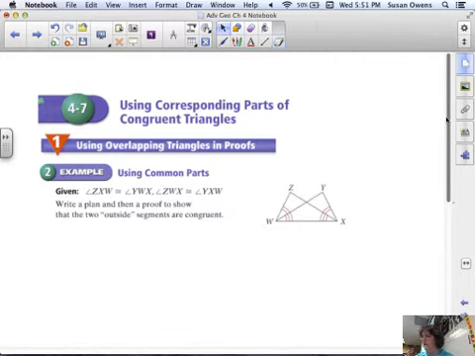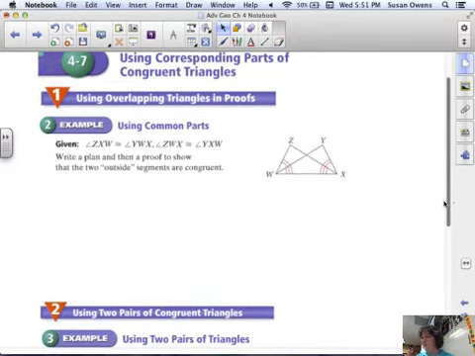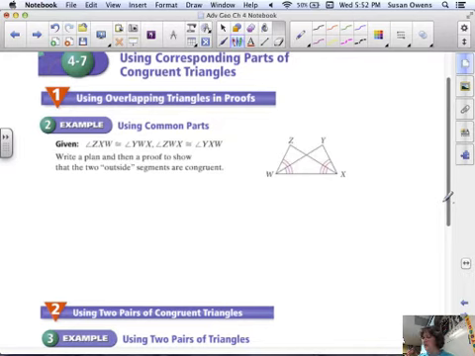So if you take a look at what we're given, angle ZXW is congruent to angle YWX, and angle ZWX is congruent to angle YXW. Okay? And they've tried to label those in the picture, and it's kind of hard to see, because the little angles at the bottom are congruent, and then the big angles on the outside of those are also congruent.